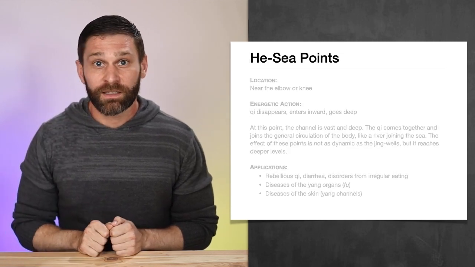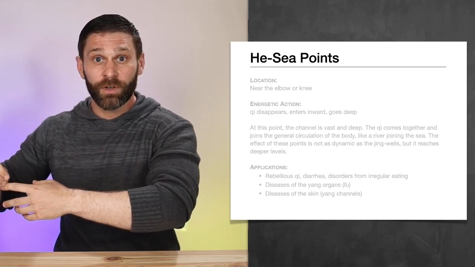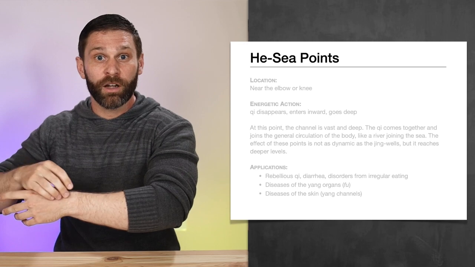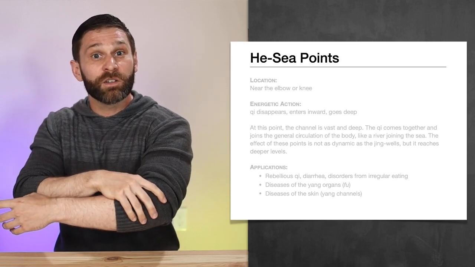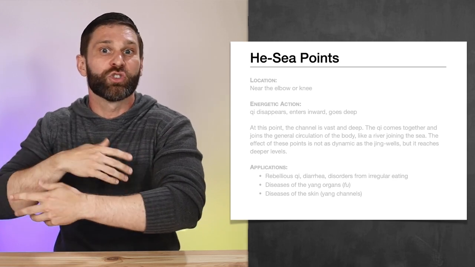After that, we get to the He-Sea points. These ones are located on the elbow. The channel started out very narrow and superficial. As it moves up the arm, it gets wider and deeper, and eventually, when it gets to the elbow, it gets wide and deep indeed. The river joins the sea.